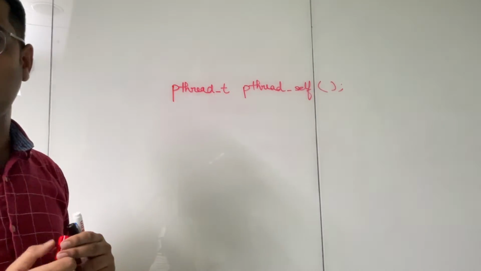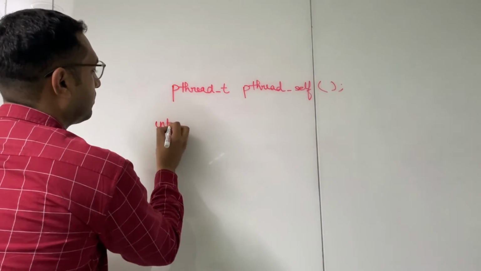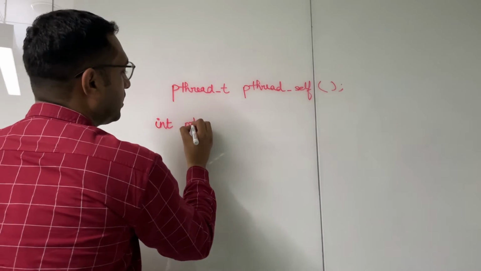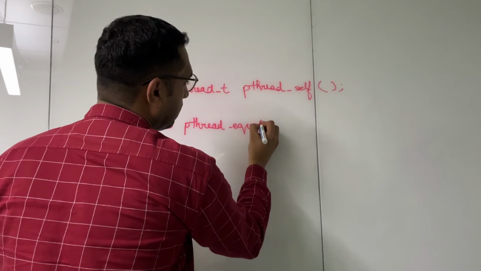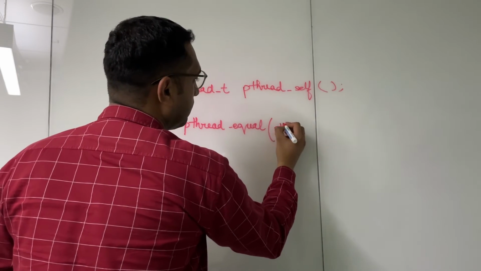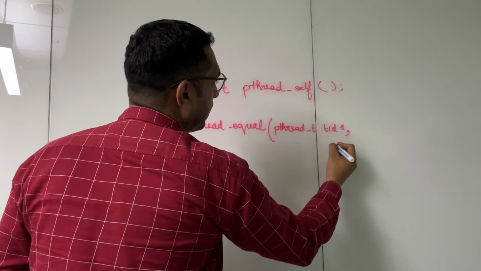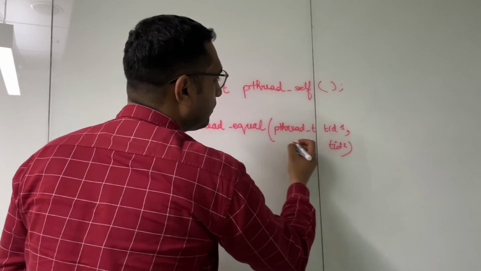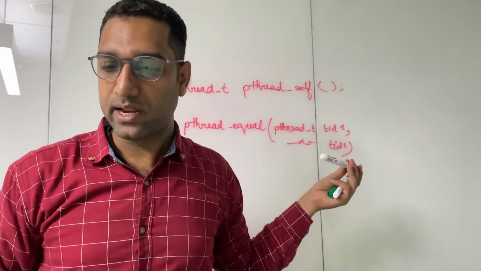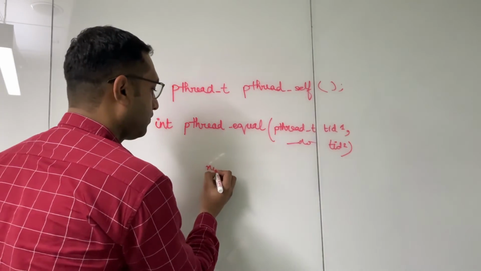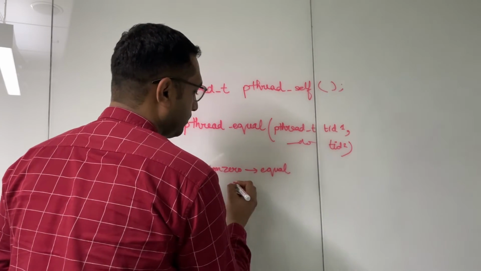There is comparison also. If we happen to have 2 pthread IDs, then we can call this particular function. The prototype is this: pthread_equal with TID1 and TID2, of the same type. If they are equal, it will return some non-zero value. If they are not equal, it will be 0.